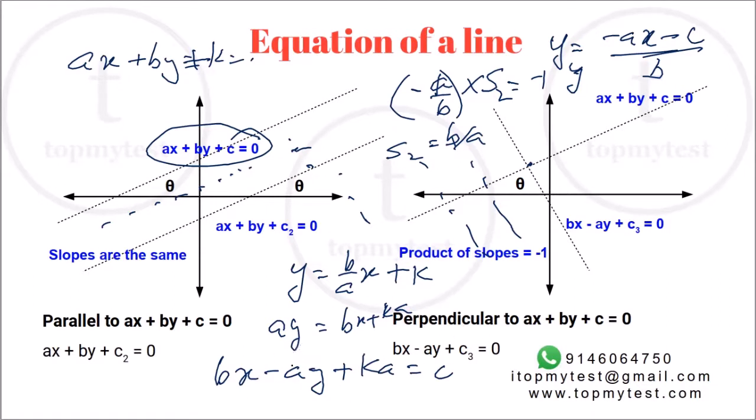So a shorthand form of remembering this is: interchange the coefficients of x and y and change the sign of exactly one of them. Don't change both the signs, you'll get the same line again. You'll get a completely different line if you change the sign of just one of them. So if it is 3x plus 4y is equal to 0, a line which will be perpendicular to this will be 4x minus 3y is equal to some constant, or minus 4x plus 3y is equal to some constant. Same line. Interchange the coefficients, change the sign of one of them.